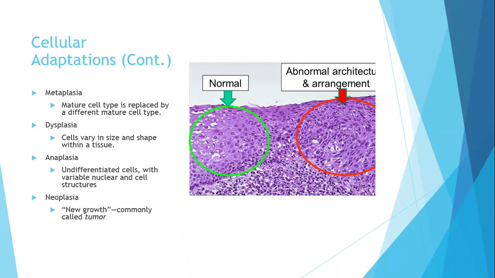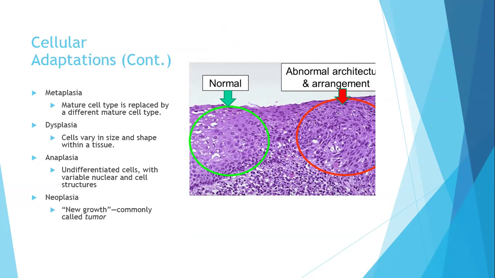Dysplasia is cells varying in size and shape within a tissue. Here's where stuff starts going bad. Instead of your normal shape and size of cells, you get weird cells. There's something wrong. Dysplasia is often a precursor to a neoplasm, or a growth, or a tumor.